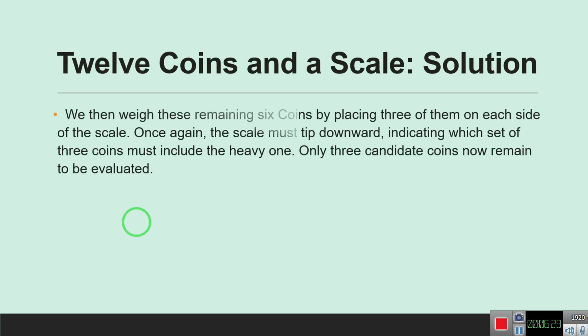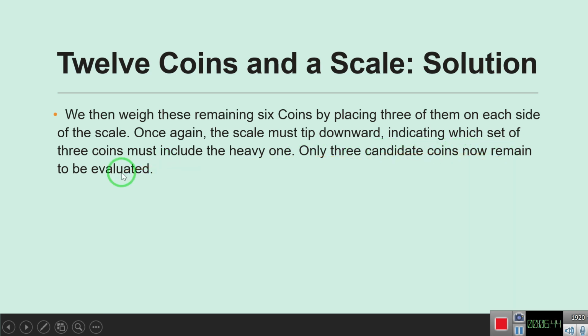Okay, next, what is the next weighing? Now in the second weighing, we have only 3 weighings. The first weighing is finished. Now in the second weighing, we weigh these remaining 6 coins by placing 3 of them on each side of the scale. Once again, the scale must tip downwards, indicating which set of 3 coins must include the heavy one. Only 3 candidate coins now remain to be evaluated.